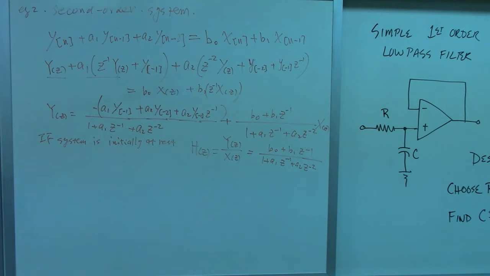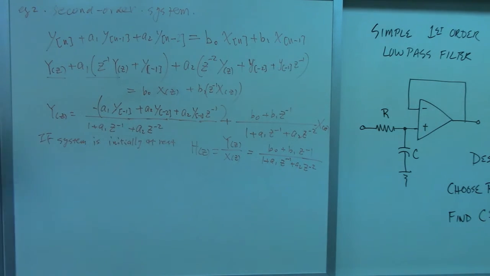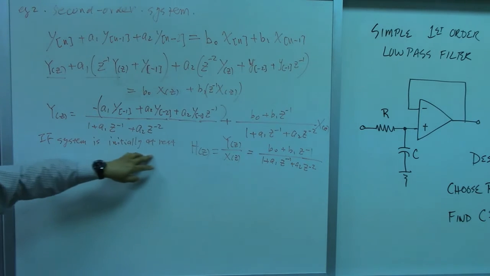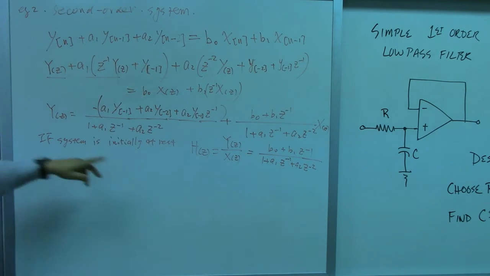So that's why we said this linear constant coefficient difference equation is equivalent to the system function with some condition. What condition? Initially at rest, then we can ignore this term, and they are equivalent. So this gives you a way to calculate the system function or transfer function if we are given a difference equation. You just ignore all the initial conditions.